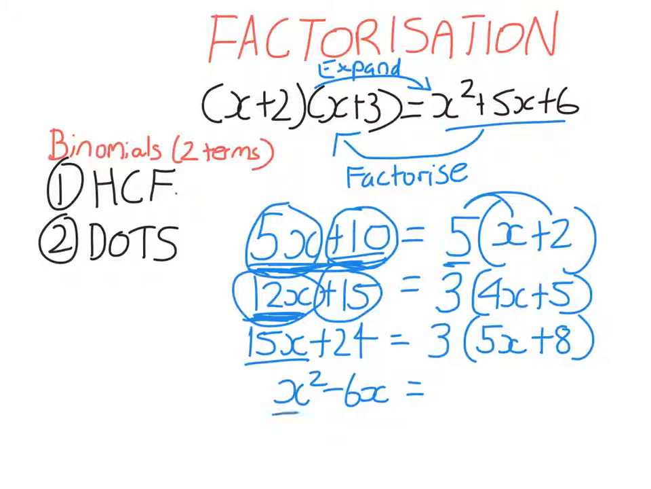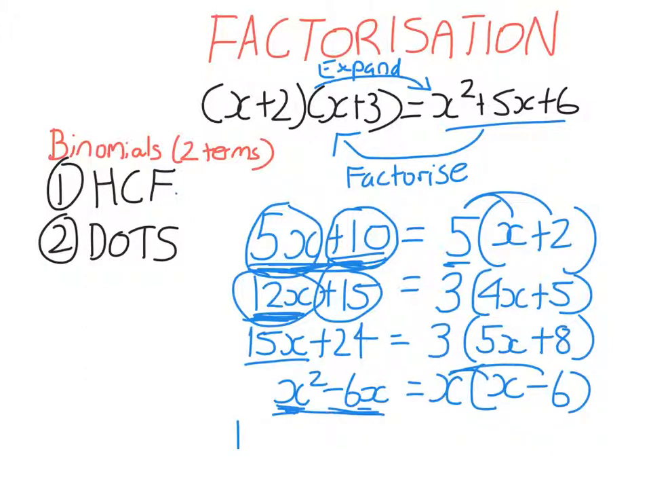Now both of these terms have an x, so that is a common factor. So this time I write x out the front. Take my first term, x squared, divide by the common factor, I just get x. Take the second term, which is not 6x, but negative 6x, divide by x, and you get negative 6. So again, if I expand this using the distributive law, I get back what I started with.